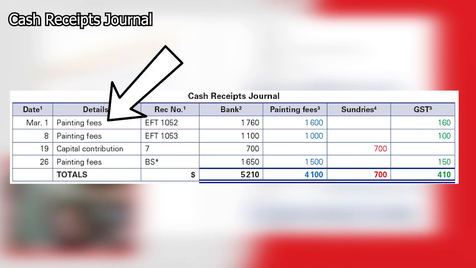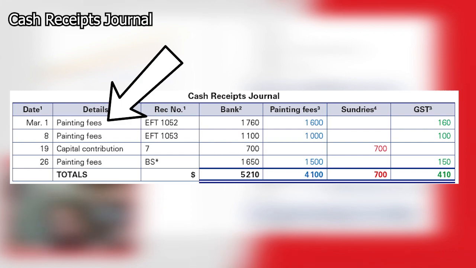And you'll notice for the 1st of March, the 8th of March, and the 26th of March, what's in the details matches the painting fees column. And that is okay. If it's just a sale, you can write sales. You don't have to go into elaborate detail. You can just say painting fees, and that will suffice.